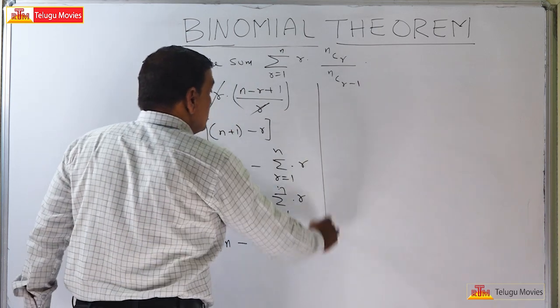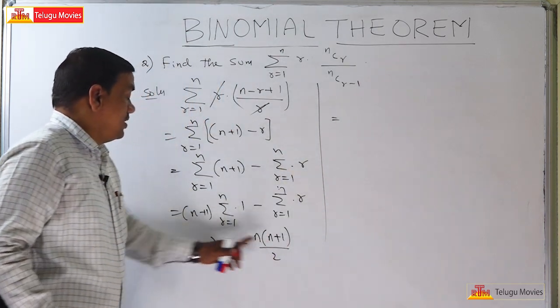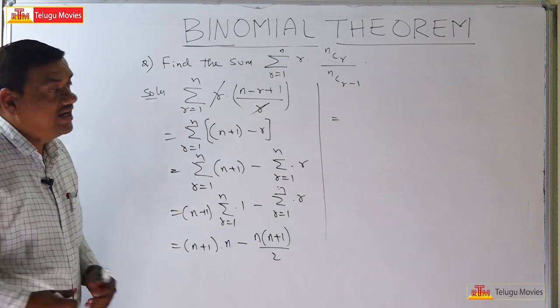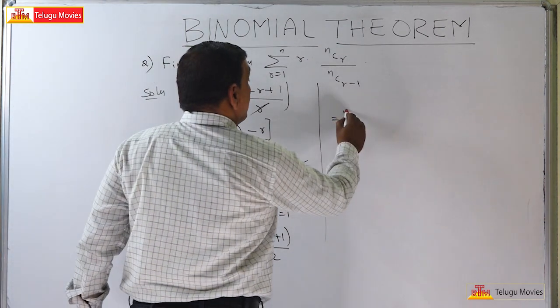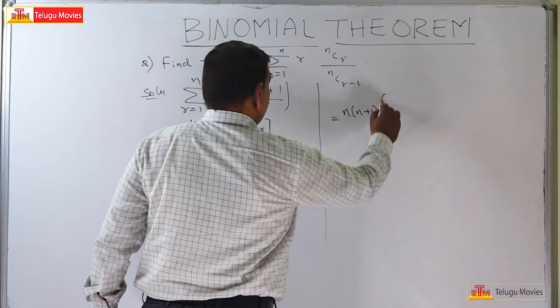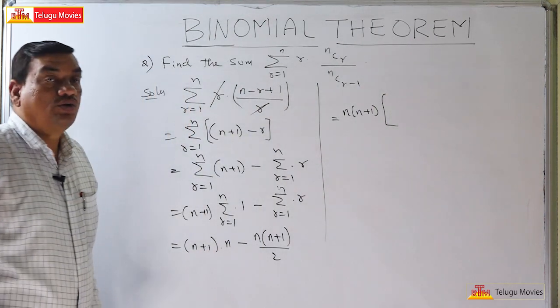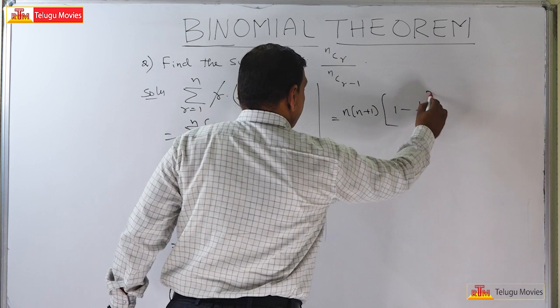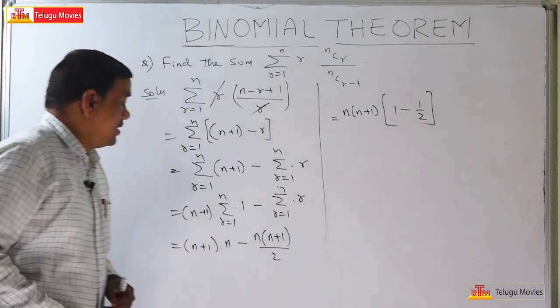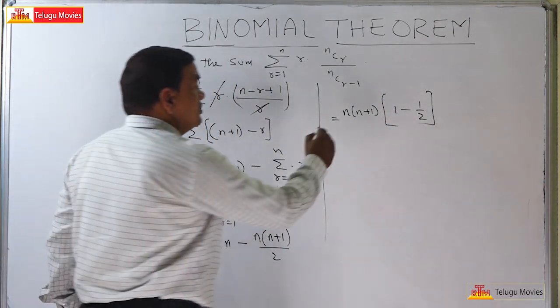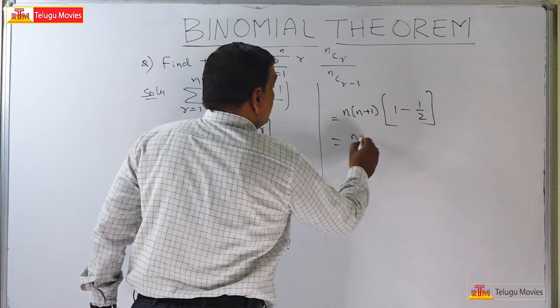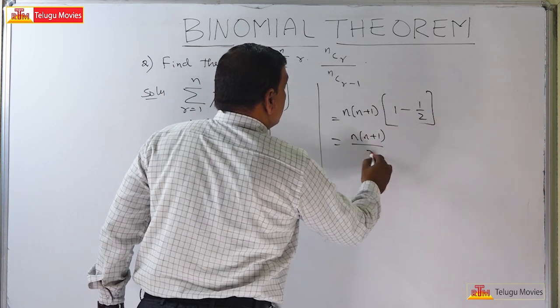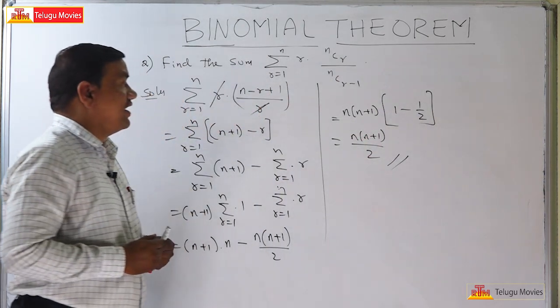Okay. So, any more common factor we can take? Yes, we can take n into (n plus 1) common. This is equal to 1 minus 1 by 2. So this is equal to, that is a 1. So n into (n plus 1) by 2. So this is your final answer.